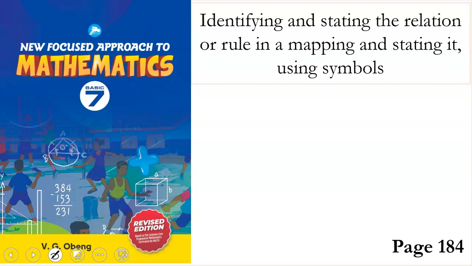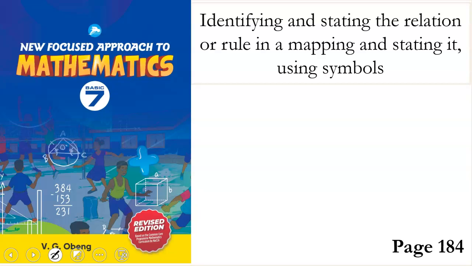This is the revised edition, and in this video we are looking at how we can identify and state a relation or rule in a mapping using symbols. Now when we talk of mapping, remember this can be found on page 184. Mapping is basically looking at the relationship between two sets, and the relationship must give us some kind of rule.